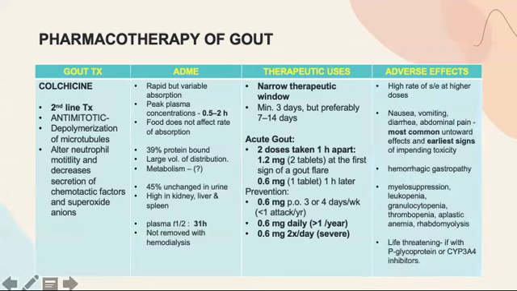Nausea, vomiting, diarrhea, and abdominal pain are the most common untoward effects and the earliest signs of impending colchicine toxicity. Acute intoxication causes hemorrhagic gastropathy. Other serious side effects of colchicine therapy include myelosuppression, leukopenia, granulocytopenia, thrombocytopenia, aplastic anemia, and rhabdomyolysis. Life-threatening toxicities are associated with concomitant therapy with P-glycoprotein or CYP3A4 inhibitors.